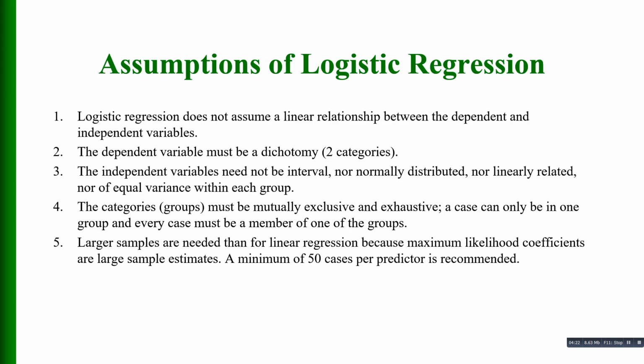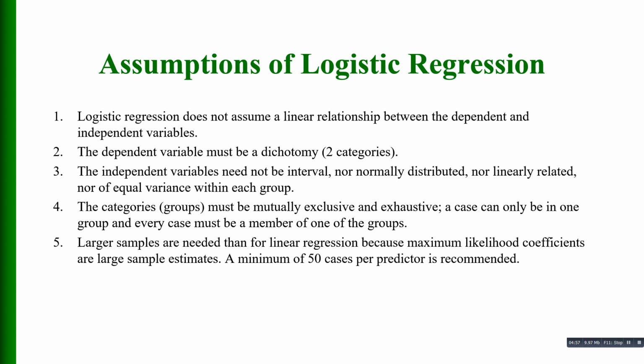There are certain assumptions of logistic regression. Logistic regression does not assume a linear relationship between the dependent and the independent variable. Remember, in ordinary linear regression, the assumption is that there is a linear relationship between the dependent and independent variables. The second assumption of logistic regression is that the dependent variable must be binary or dichotomous, having two categories.